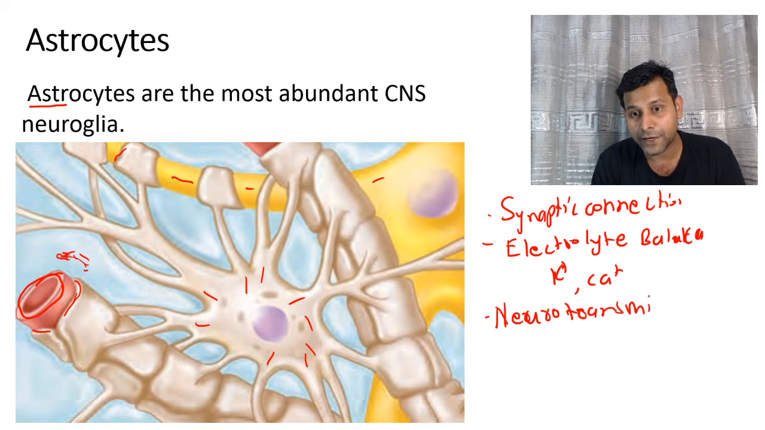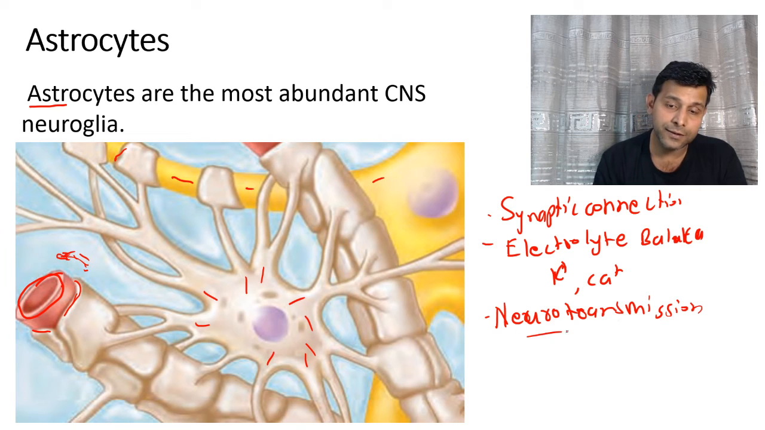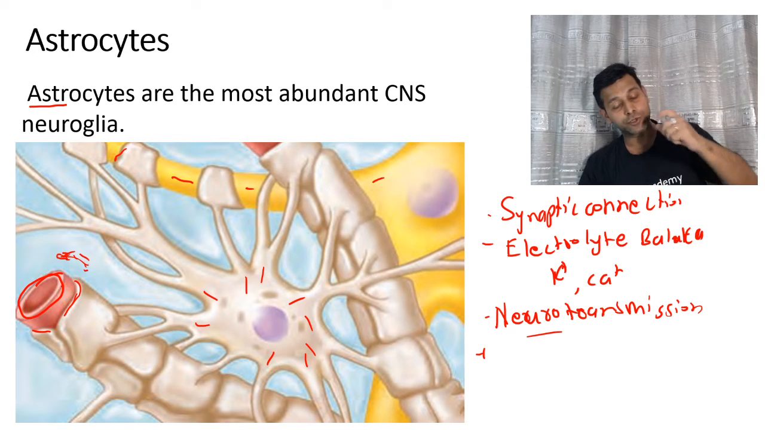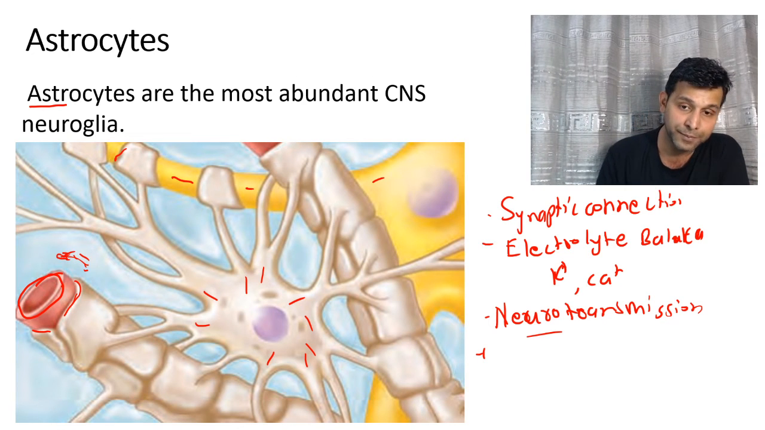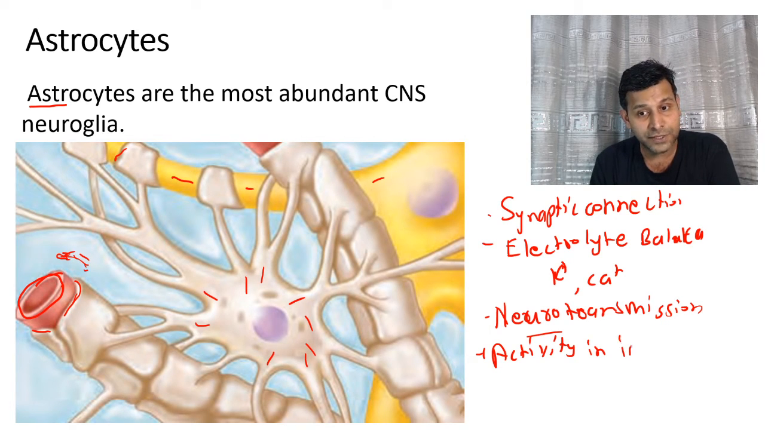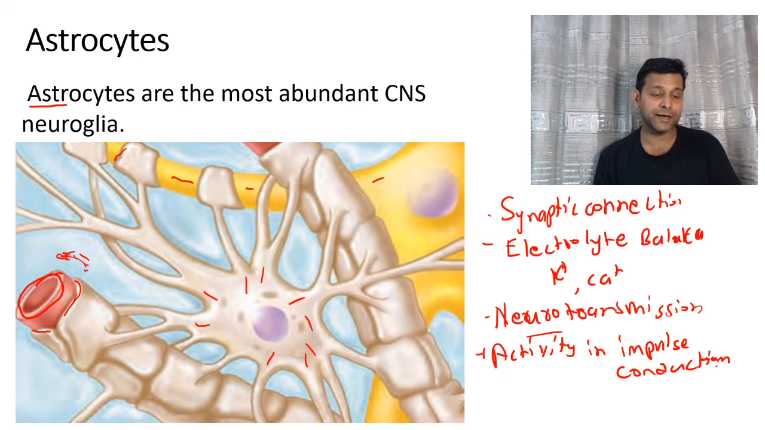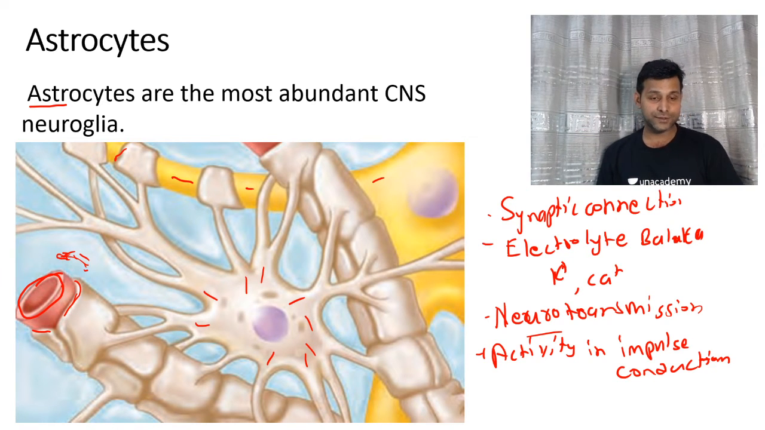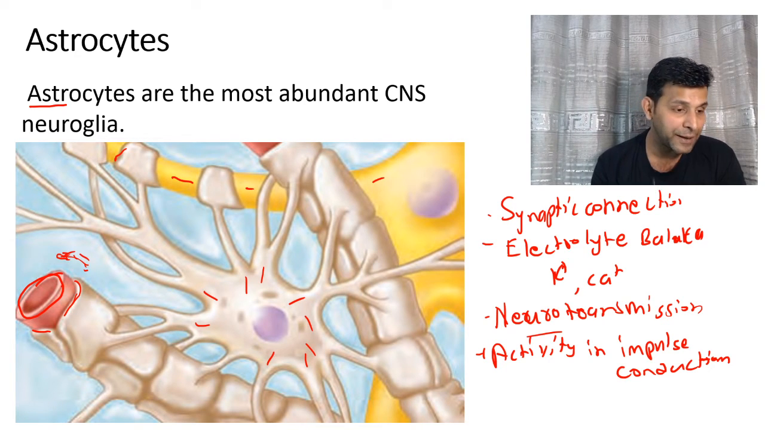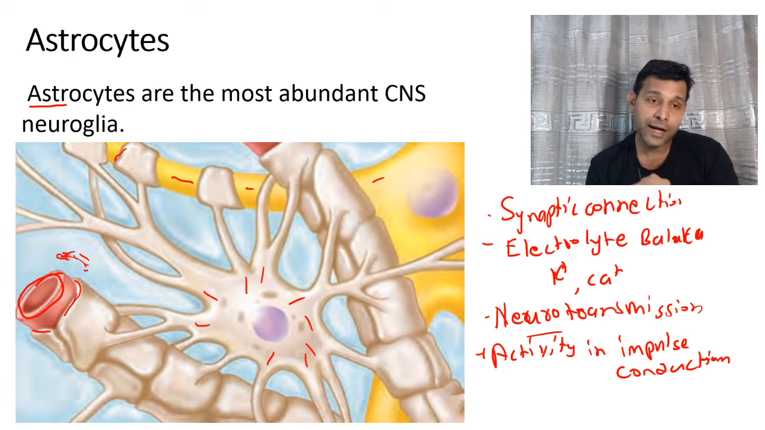In fact, they are so effective that it has been hypothesized that astrocytes also play a role in the transmission of impulses. The activity is seen also in impulse conduction. Although not fully, to some extent they have been helping neuronal cells to transmit an impulse. So they are supporting cells. The best friend a neuronal cell can have is an astrocyte.